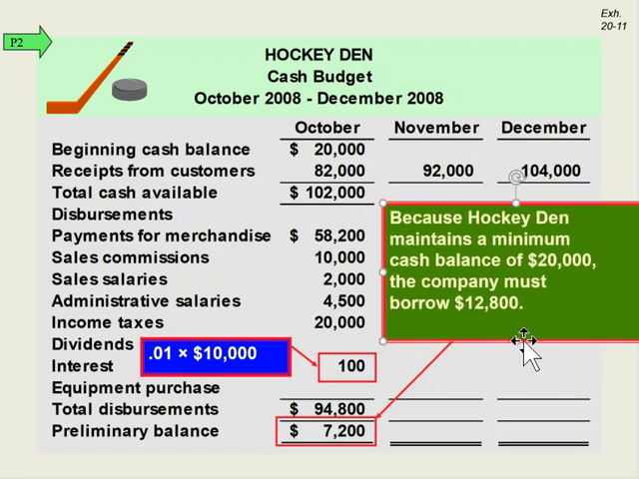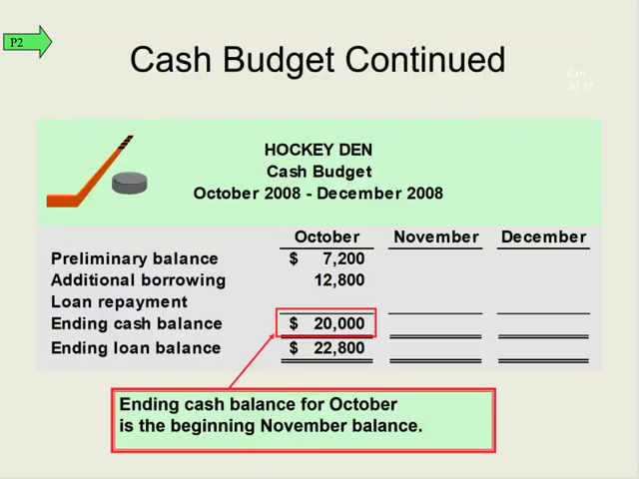And just to move that out of the way a little bit, so if we had $102,000 available, we're paying out $94,800. That would only leave us with $7,200. Now remember, the company wants to maintain at least $20,000 ending cash balance, so they're going to have to borrow. They only have $7,200 at the end of October anticipated, but they want to keep at least $20,000. So they're going to borrow an extra $12,800, add that to their previous loan balance of $10,000. They now have an ending loan balance of $22,800.